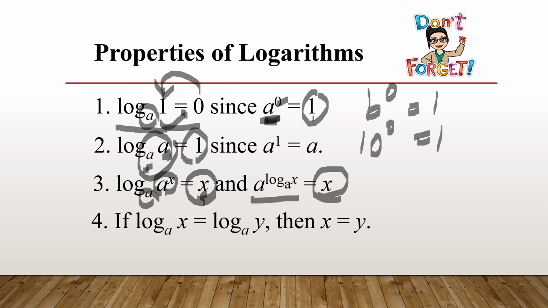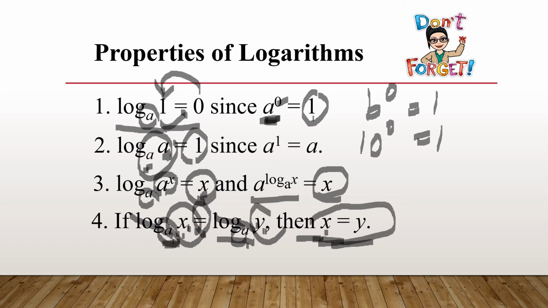Property number 4, if logarithm of x to base a is equal to logarithm of y to base a, then we can equate x and y. So x is equal to y. Again, if you see the same base here, and then you have an equal sign, you have x and y, or any letters or numbers, as long as the same base, we can remove log and the base and just equate the two numbers or letters, x is equal to y. So these are the 4 properties of logarithm.